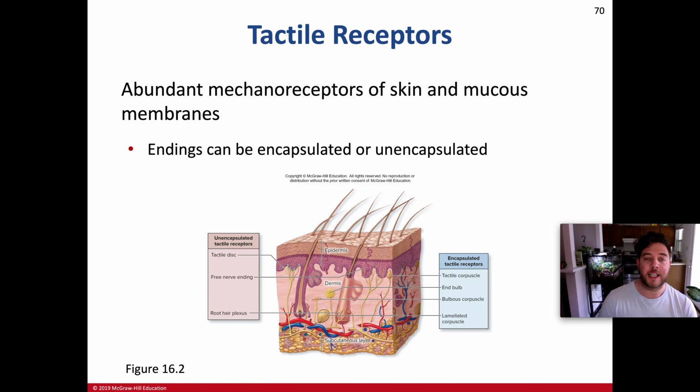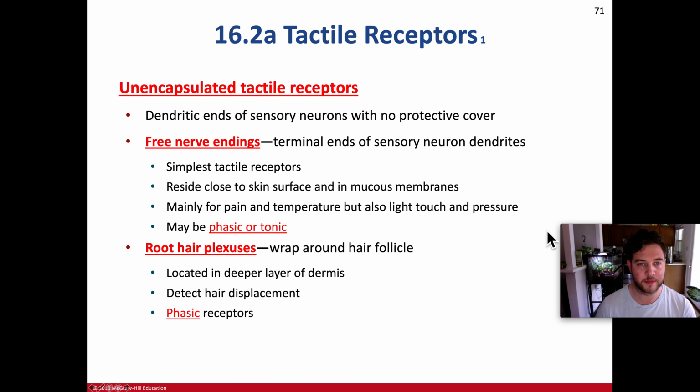All right, tactile receptors. This is a specific type. These are abundant mechanoreceptors of the skin and mucous membranes. The endings can be encapsulated or unencapsulated. We looked at these when we did the integumentary system. If you remember, you have your epidermis, your dermis, and then your subcutaneous layer. All right, starting with the unencapsulated tactile receptors.